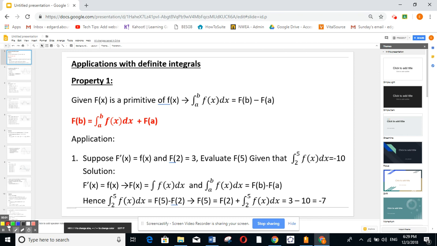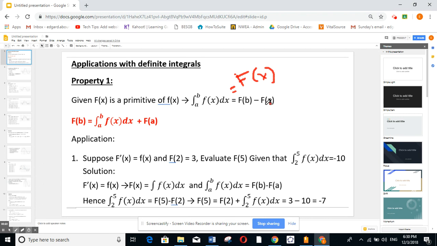Hi, students. We're going to continue now with applications of integrals. First of all, suppose big F of x is a primitive of f of x. You all know it means that the integral of f of x equals big F of x. And if you want to put two boundaries a and b, you get the integral from a till b of f of x dx equals big F of x, but since we have boundaries, we do it as big F of b minus big F of a.